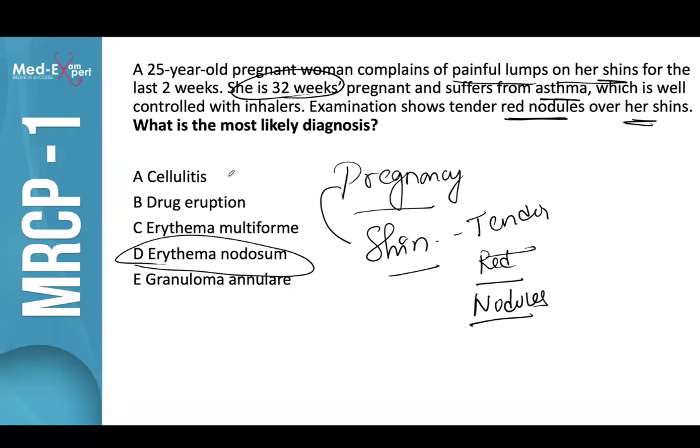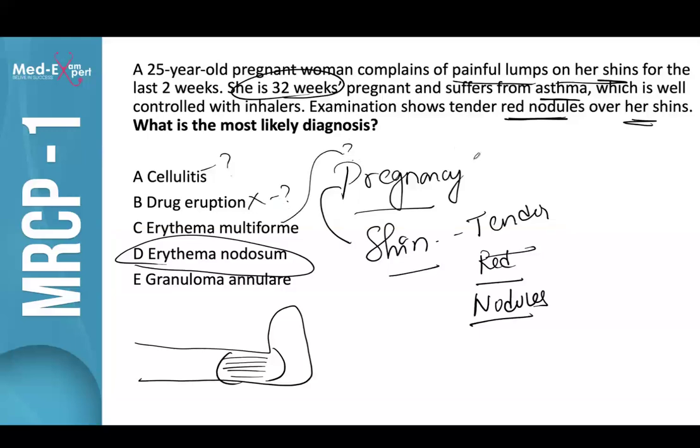Cellulitis, how does it present? It won't present like a nodule. If it is her legs, this entire area will become red. This is cellulitis, right? And there will be some systemic findings also. Drug eruption. What drug is she taking? Nothing like that. She is an asthmatic and is just using inhalers. There is no chance of a drug eruption. Erythema multiforme, you know, target lesions will be there. And the name itself says erythema multiforme, meaning multiple forms will be there.